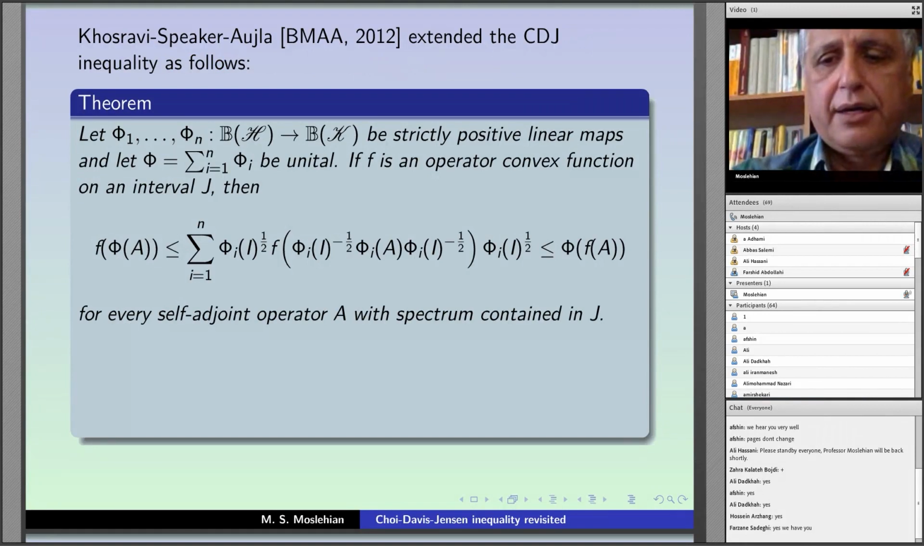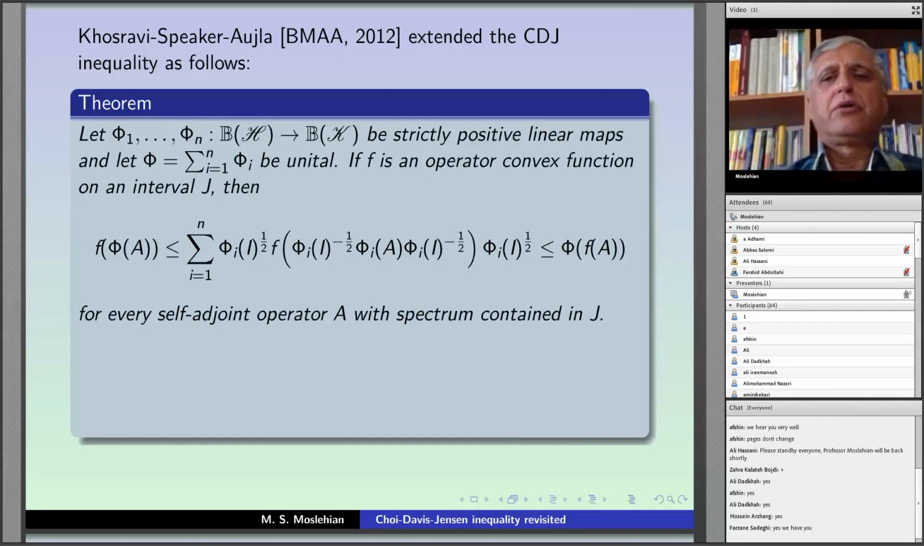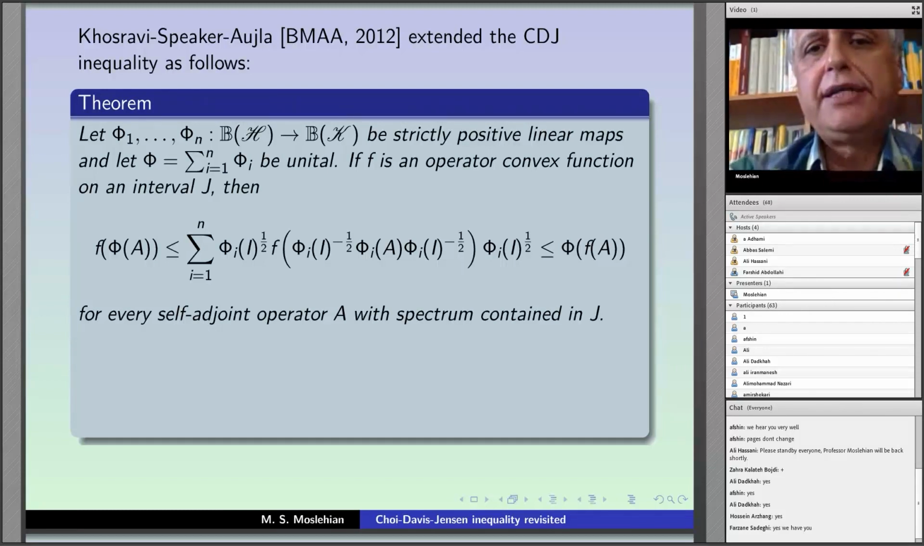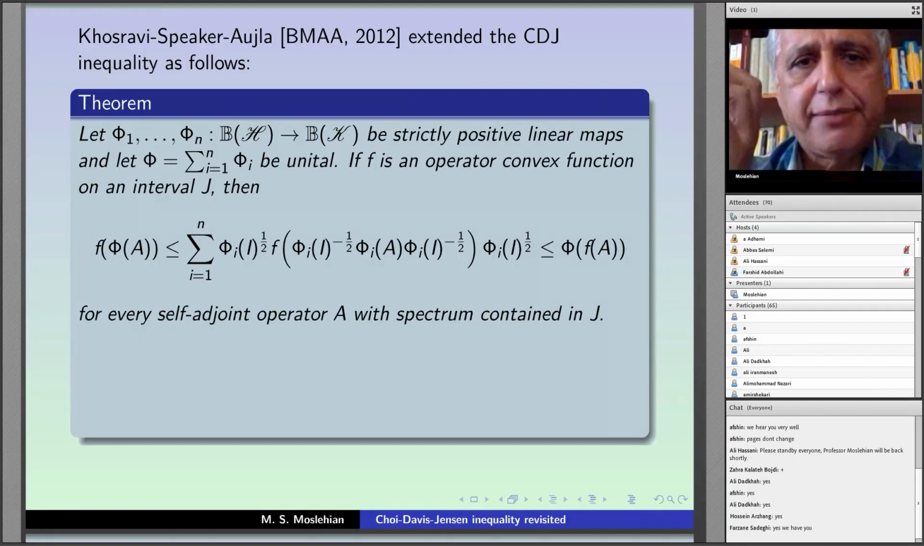Dr. Mariam Khosravi and her collaborators extended the Choi-Davis-Jensen inequality in the following form. Let phi_1 up to phi_n be strictly positive linear maps. Recall that a strictly positive linear map is a map which takes strictly positive operators to strictly positive operators. I mean, when A is positive and invertible, then phi of A is also positive and invertible. And let phi be their sum.